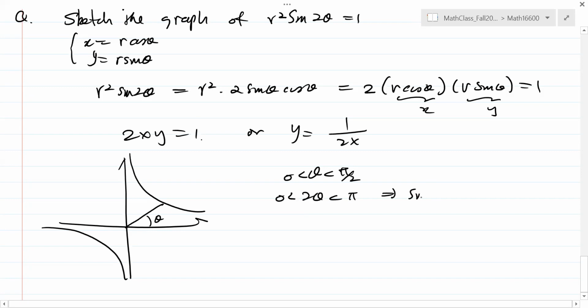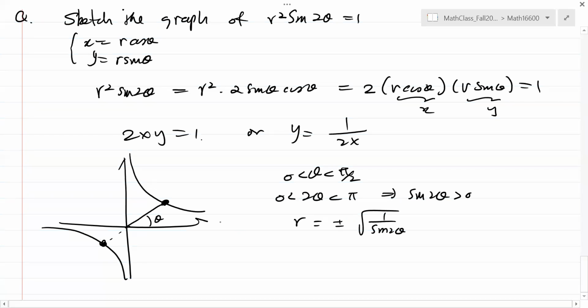That means sine 2 theta is positive. Okay? So r actually is going to be plus minus, right? Plus minus square root of 1 over sine 2 theta. So that's why you have two pieces, symmetry. Given theta between 0 and pi over 2, you get two r's. When is the opposite? Negative side. So when you plot the points, you always plot a pair of points, okay?